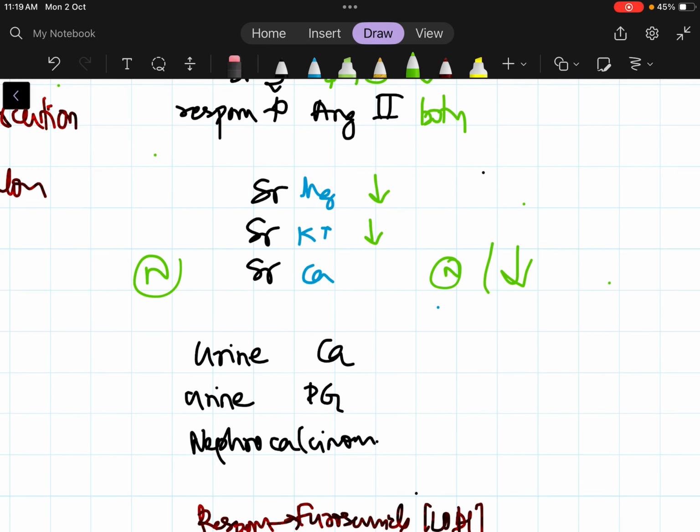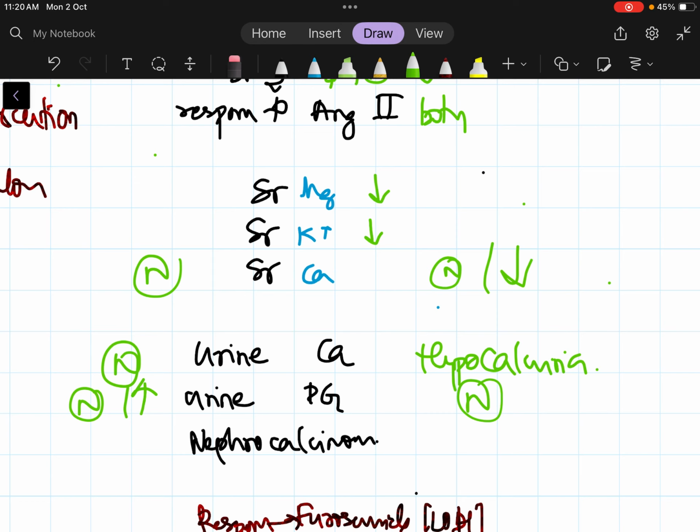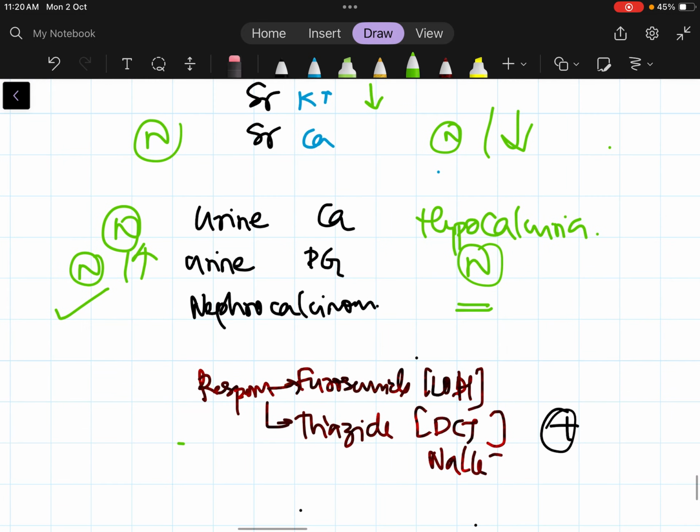Urinary calcium is an important differentiating factor. It is normal in Bartter, whereas hypocalciuria is seen in Gitelman. Urinary PG, the prostaglandin, is normal or can be increased in Bartter, whereas it is normal in Gitelman. Nephrocalcinosis is a feature of Bartter. It is not seen in Gitelman.